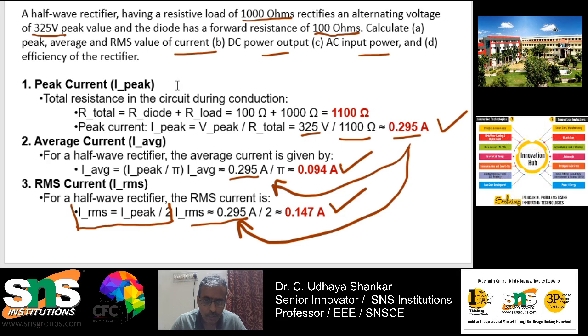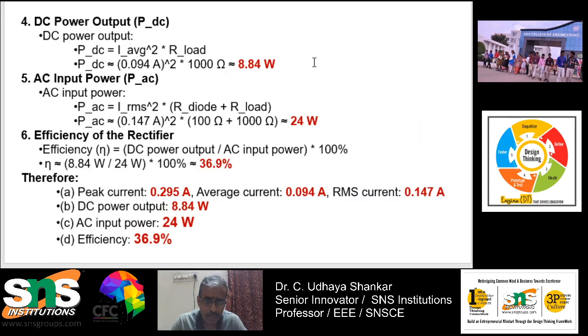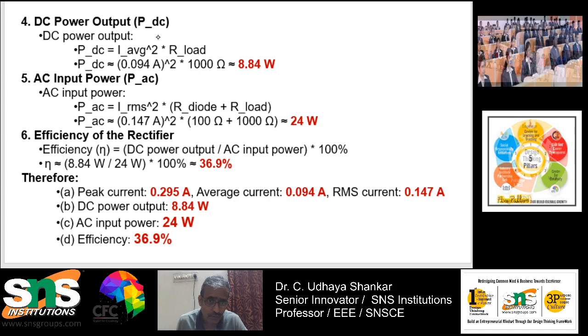So, the first subdivision, that is A, has been done. I have found out the peak value, the average value, and the RMS value of current. The next subdivision is to calculate the DC power output. What is the DC power output? It is nothing but you have to take the average value. So, the formula is I average square divided into R.